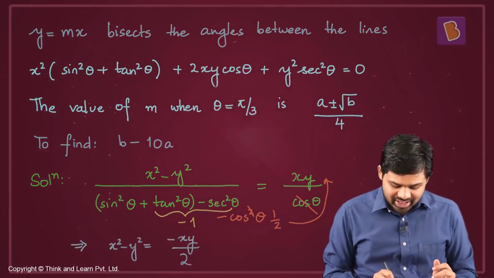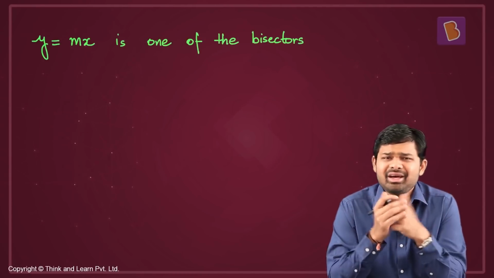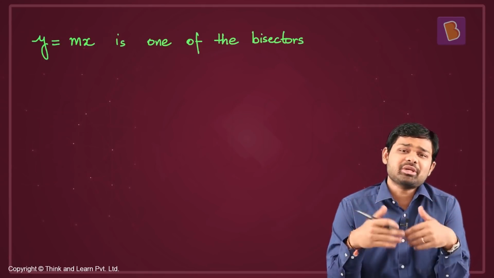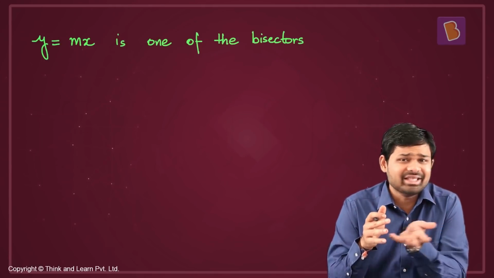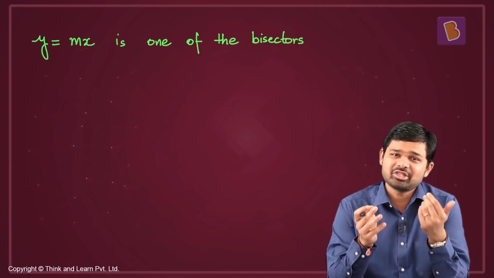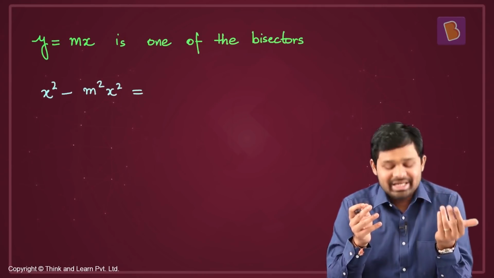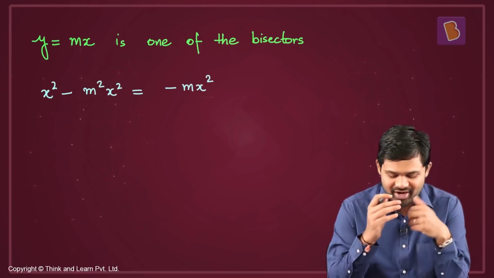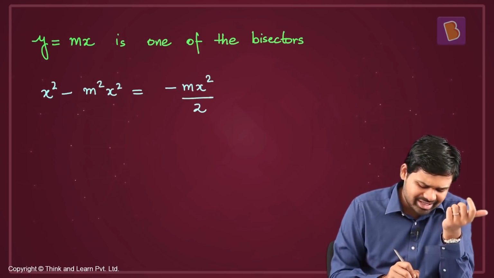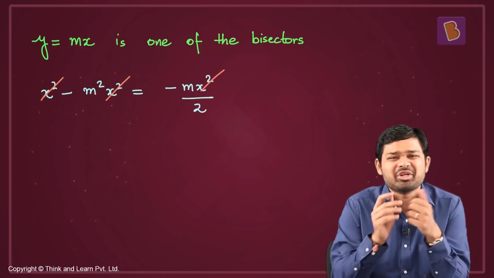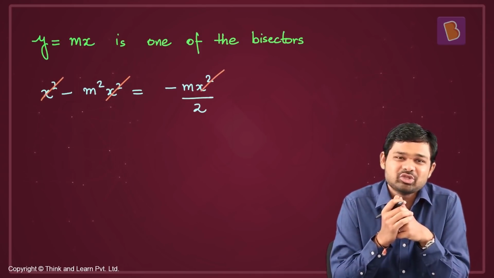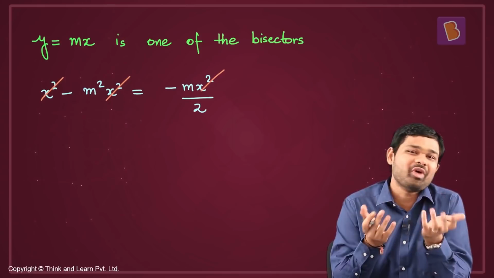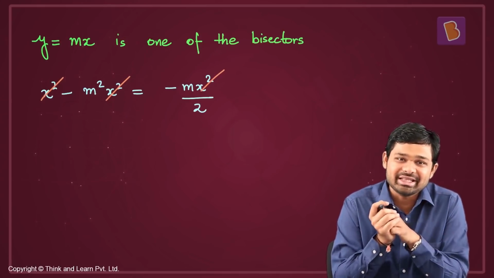So now our objective is to find out what is the value of m if y equal to mx is one of the bisectors. What you're going to do is you're just going to substitute the value of y with mx in that expression and simplify. You get x square minus m square x square equal to negative x times mx, which is going to be negative mx square divided by 2. I'm going to cancel out all the x squares from here because x equal to 0 is not an interesting solution for me, because if x equal to 0, y is also equal to 0, so we're not interested in that.